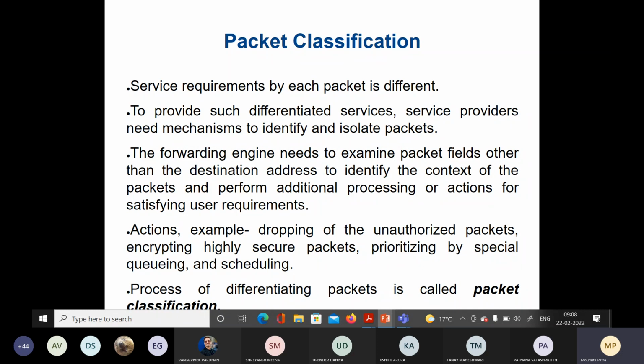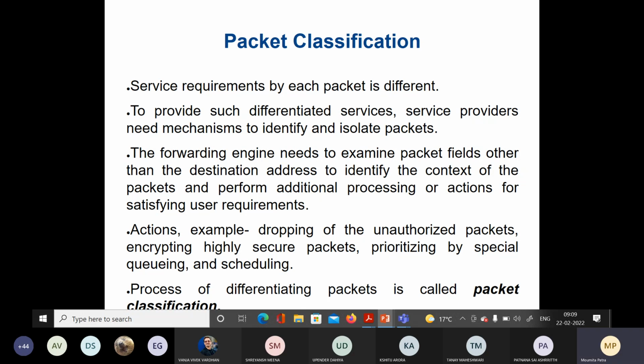Now, if packets have different ways of being classified, then the forwarding engine has to classify them. How would it do that? It would have to examine packet fields other than the destination address, because here we are not only concerned about the destination address. Right now we are trying to classify the packet, so we look at the other fields to find out the context of the packet and what additional processing tasks or actions need to be taken on it so as to satisfy the requirements of the end user.